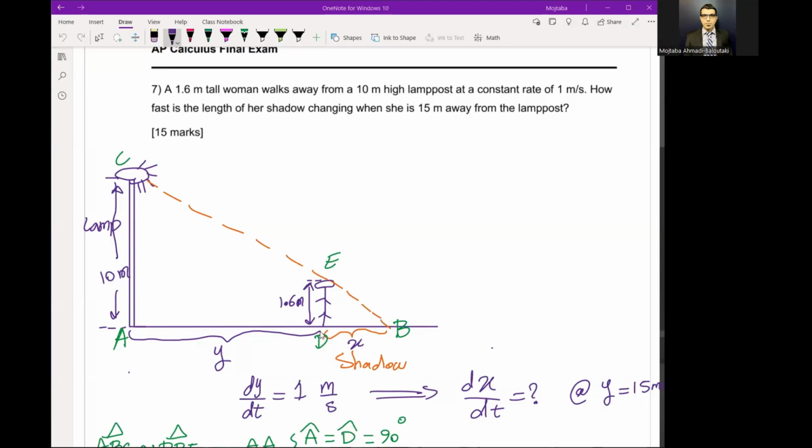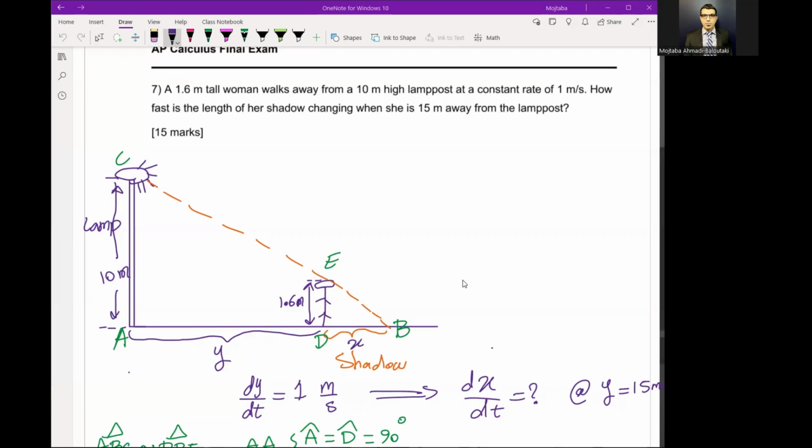We can call this one maybe X, Y, or A, B. It doesn't really matter what variables you use. So if you use Y here and X here for the shadow of the woman, the woman's rate of change, or speed, is 1 meter per second. That's dy/dt. And we're trying to find how fast the length of her shadow, X, is changing, dx/dt, at the point when y is 15.